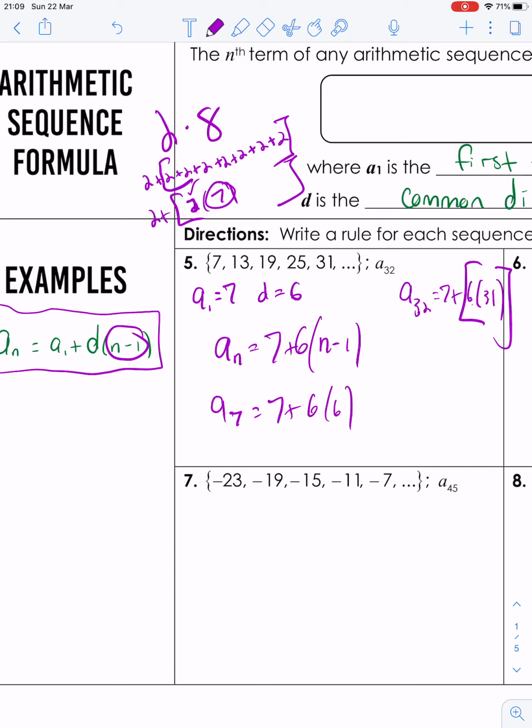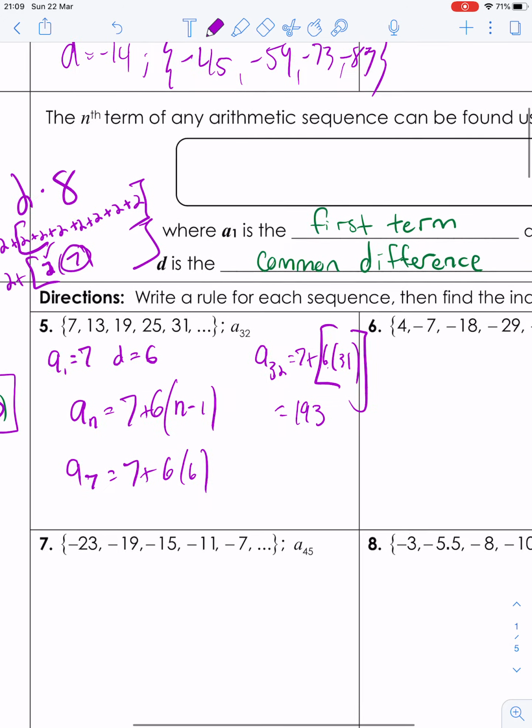All right? So that answer is going to be, I'm not sure. I'd have to do that out. 6 times 31 is going to be 186, I believe. Let me do that out. Yeah, well, the answer is going to end up being 193. Yeah, 193. And there we go. It's not too bad then.